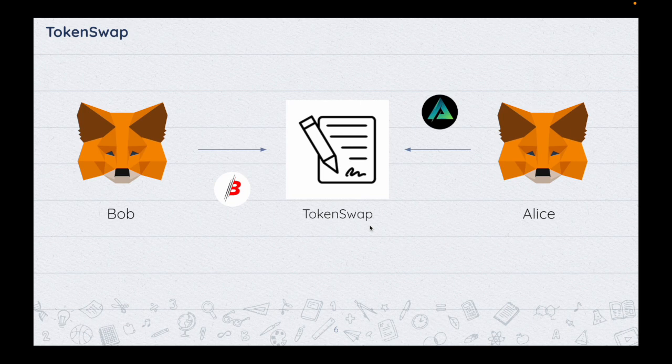Now I'll go through the second smart contract, which is TokenSwap. TokenSwap allows users to swap their B or A tokens for A or B tokens, vice versa. In this case, we'll take a look at a small swapping process.